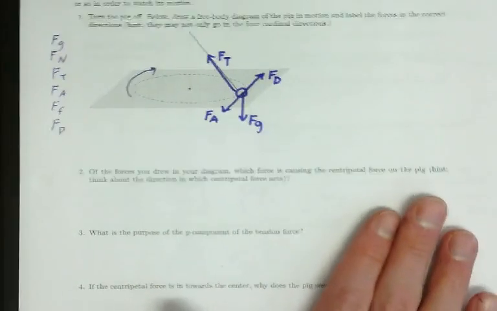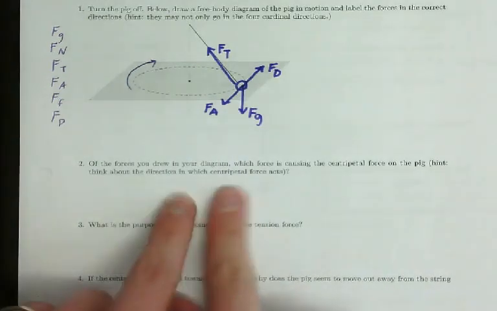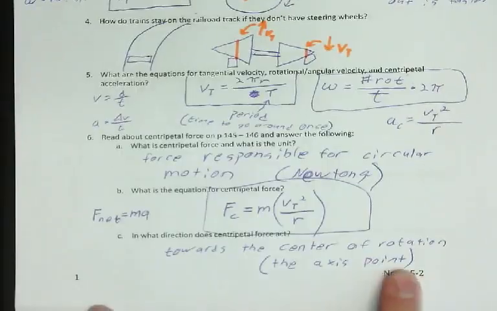Of the forces you drew, which one is the centripetal force? Remember, centripetal force is the name we give to the force that causes objects to move in a circle. For cars going around a track, it's friction. For planets going around the sun, it's gravity. So there's always some force that causes centripetal force. A hint for this one: think about the direction that centripetal force acts. We said the centripetal force acts towards the center of rotation, towards the axis.